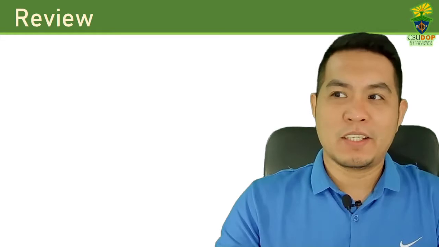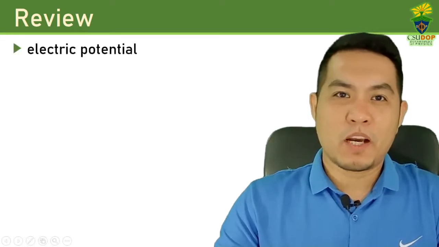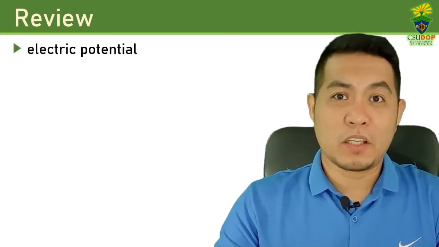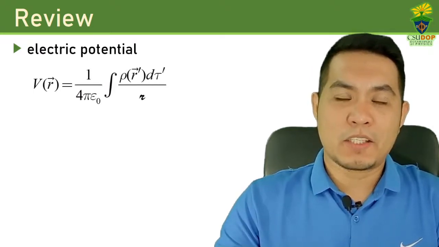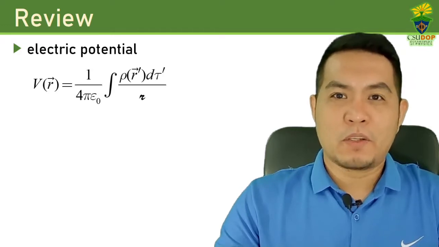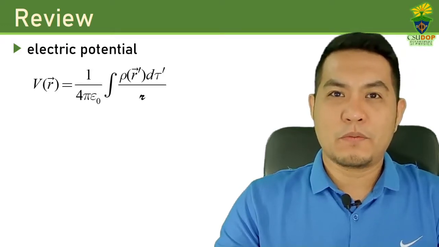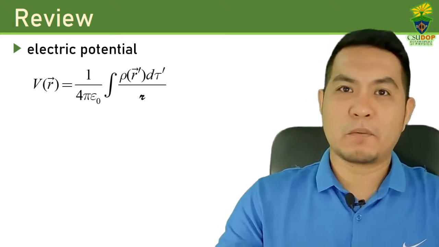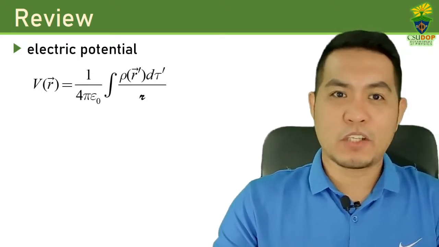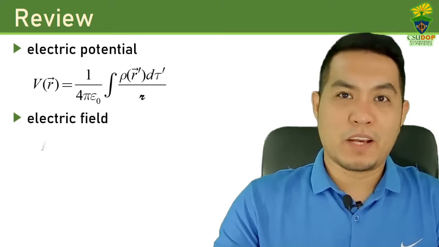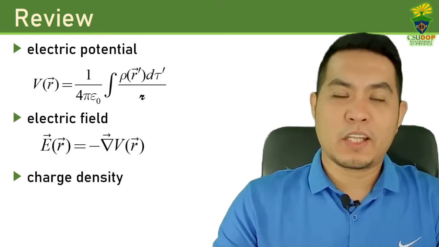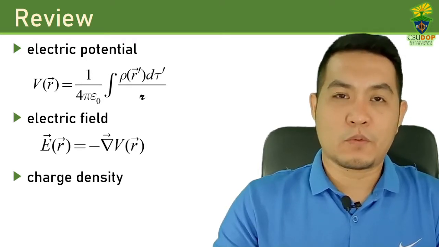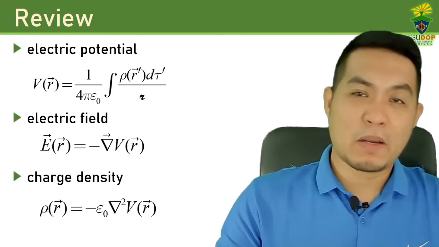So far, we have discussed basic electrostatics. In the previous chapter, we focused our discussion on the electric potential, which in Coulomb's law is given by this form. Now, in chapter 2, we focused on how to solve for the electric potential, because the electric potential can be used to find the electric field, which is just the negative gradient of the potential, and in turn it can also be used to solve for the charge density by virtue of Gauss' law.